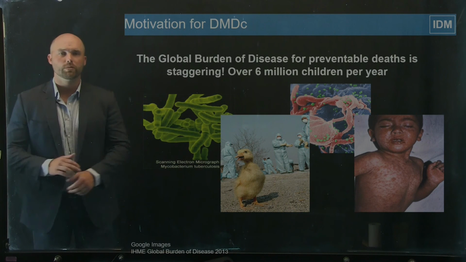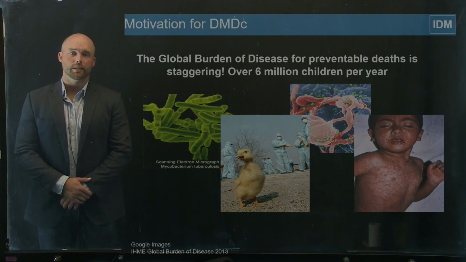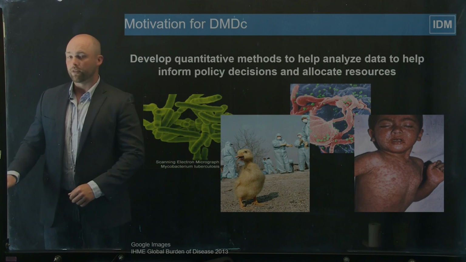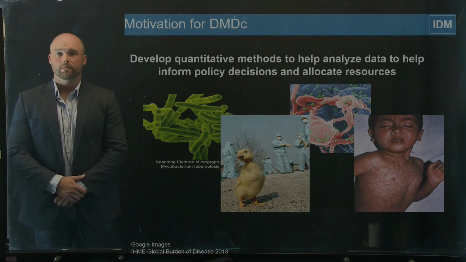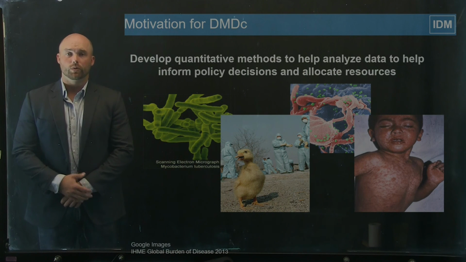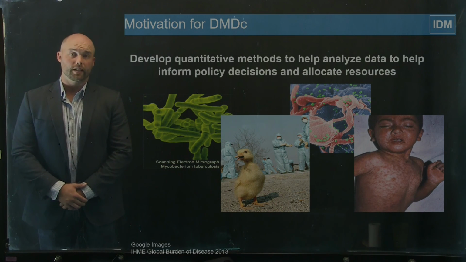Now, one of the major motivations for the development of DMDc is the fact that there are a staggering number of preventable deaths each year. In fact, over 6 million children die globally per year. Now, the hope is to develop quantitative methods to help analyze infectious disease data and inform policy decisions which can allocate resources for preventing these deaths.